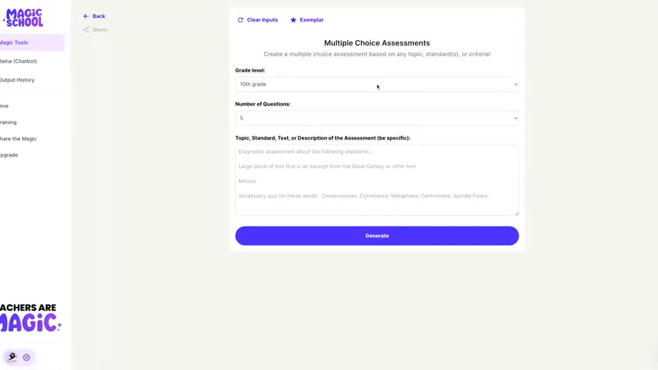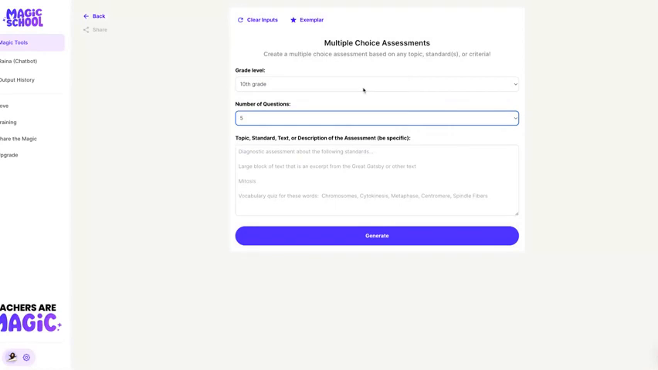You're going to be able to choose your grade level and your number of questions, which you can choose as 5, 10, 15, or 20. And you'll be able to add a topic, standard, text, or description of the assessment, and it does tell you to be specific. I'm going to do two different examples for this tool.